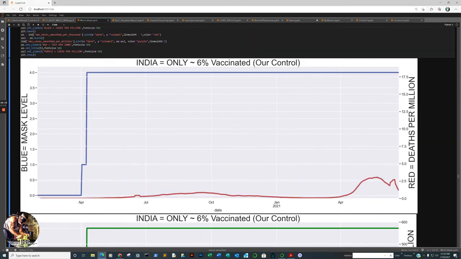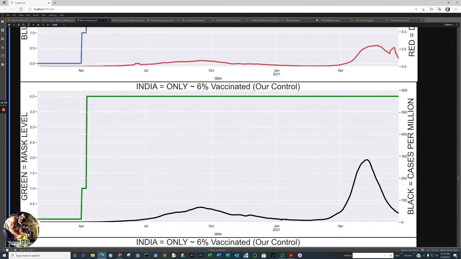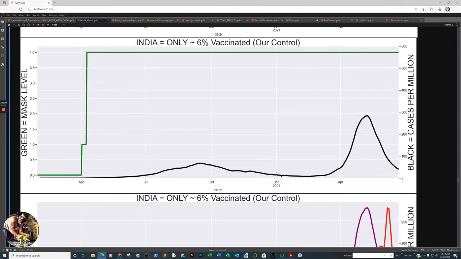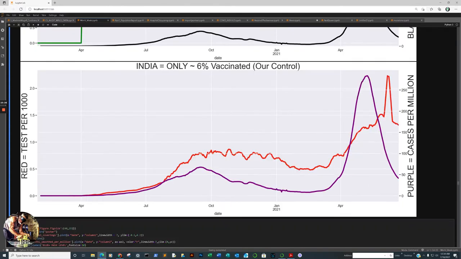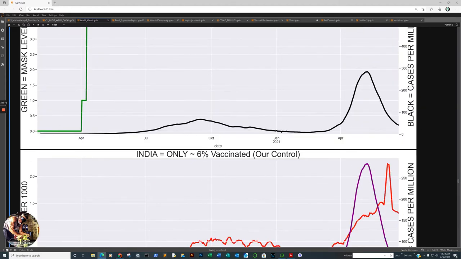Let's look at India. 6% is our control. There's that drop in mortality on a larger scale. There is their drop in cases per million, even though their testing is fairly high. Now, let's go back to that original statement there.